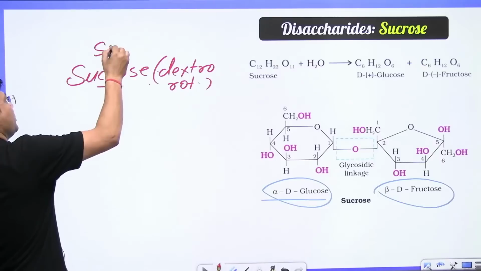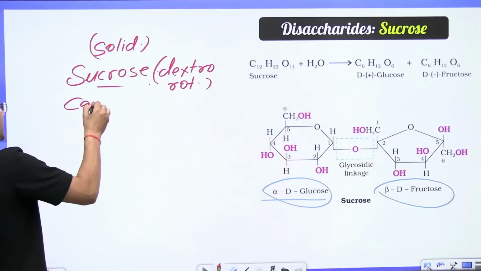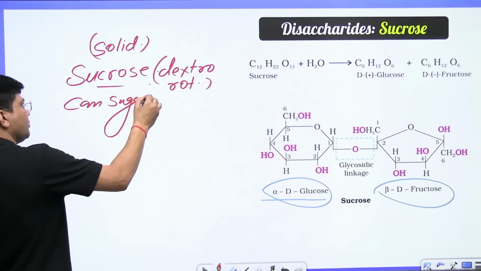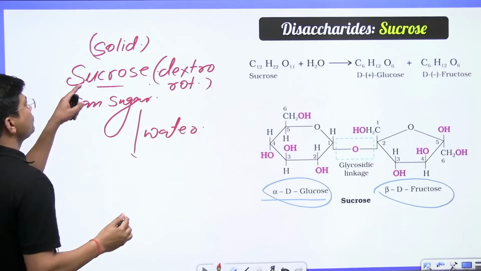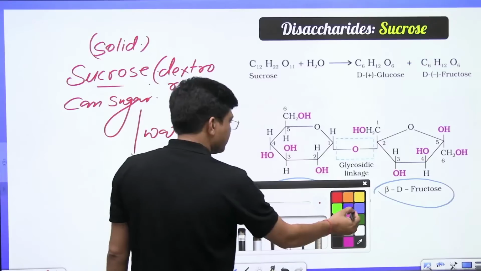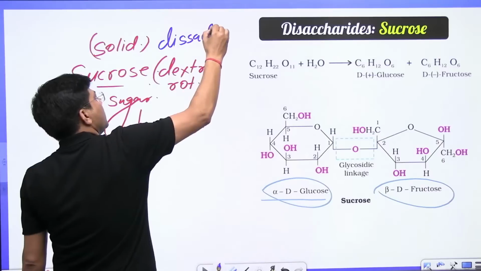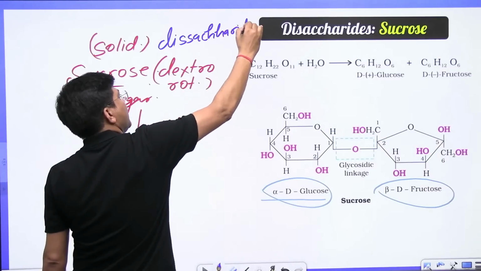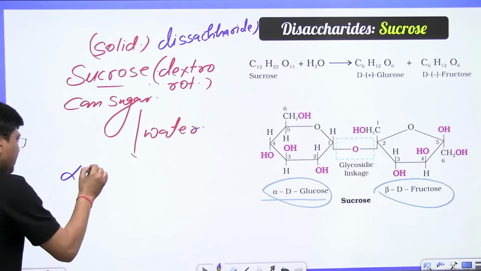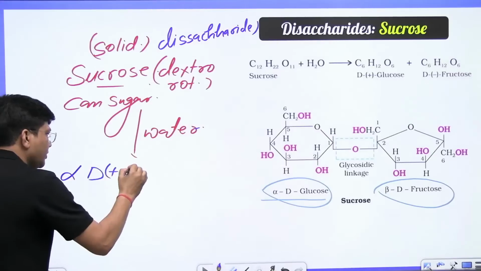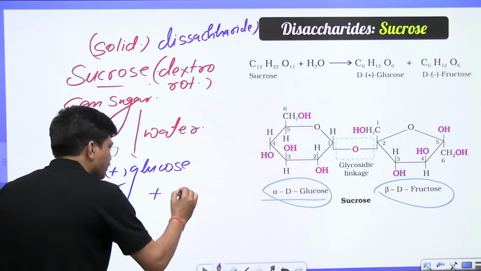Solid sucrose. I am talking about solid sucrose. You can say sucrose, or you can talk about cane sugar, whatever you want to say. When you are adding it to the water, this sucrose is a disaccharide. Definitely, a disaccharide will break into monosaccharides. So when you are adding it to water, it will make 1 mole of alpha D glucose and 1 mole of beta D fructose.